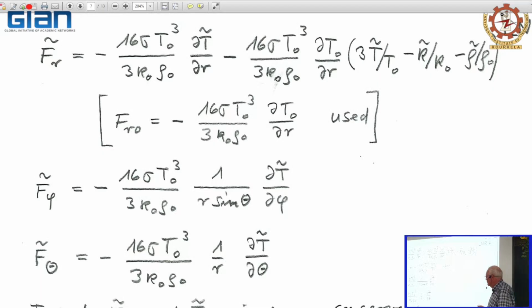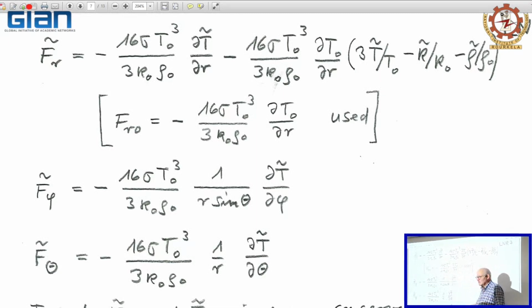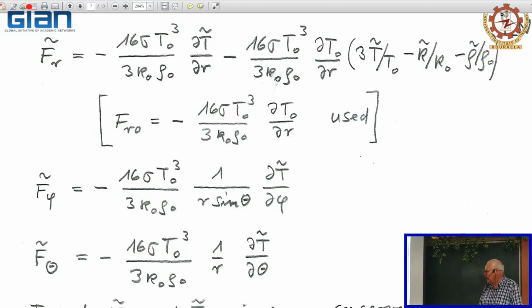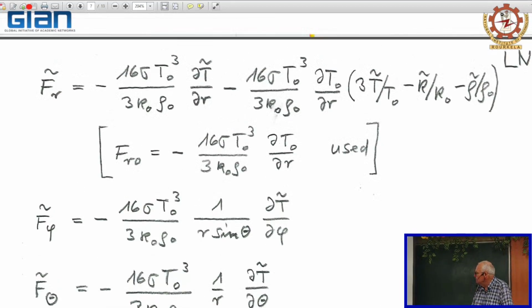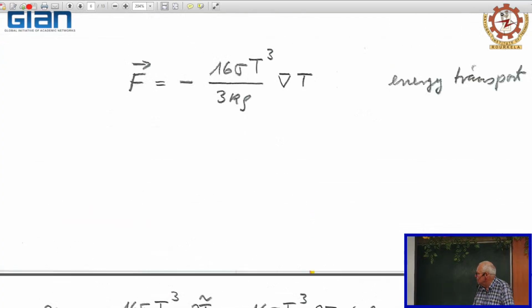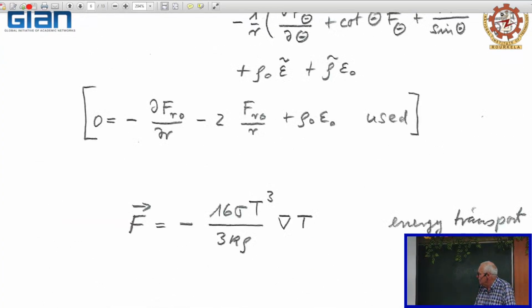What shall we do with it? We get rid of them actually. We get rid of the flux components in the theta and phi direction by inserting them into our energy conservation equation, which was the one above here.